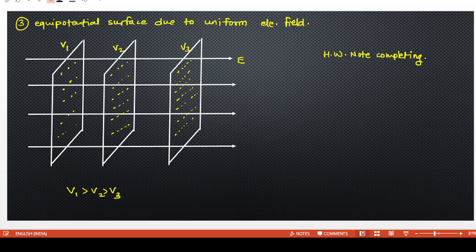Last time we learned what equipotential surfaces are. The surface having the same potential at any point on it is known as an equipotential surface.